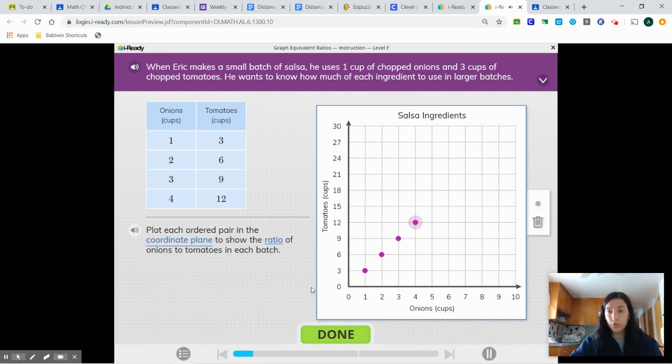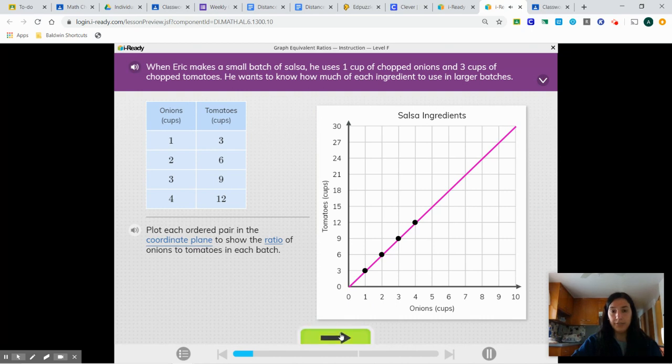We know that there are 2 criteria when we want to graph a proportional relationship. It has to pass through our origin and be a straight line. So we see that that is a proportional relationship, which we also know from our table. There's our straight line going through the origin.